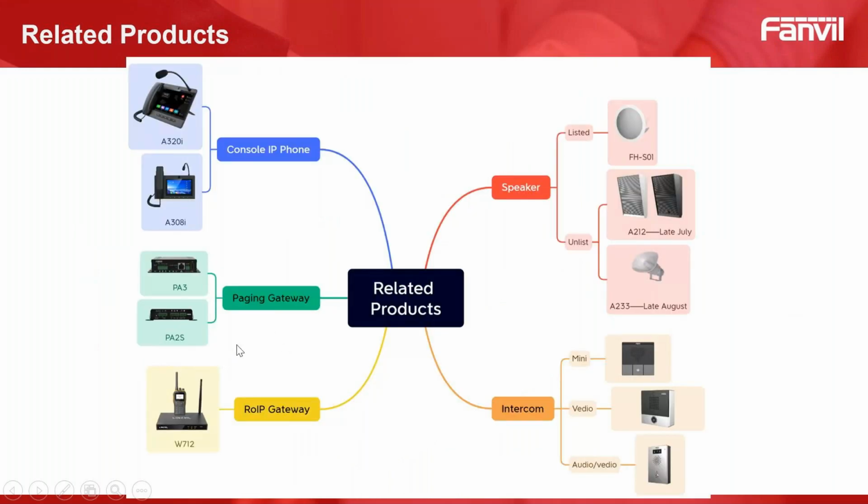And from this map app, we can see that our products cover console IP phone, speakers, paging gateway, intercom, and gateway. Among them, W712 can be realized in communication between VoIP system and analog radio. When you are on patrol at school and need to use a handheld telephone to transmit information in time, then W712 will be a good companion for you.